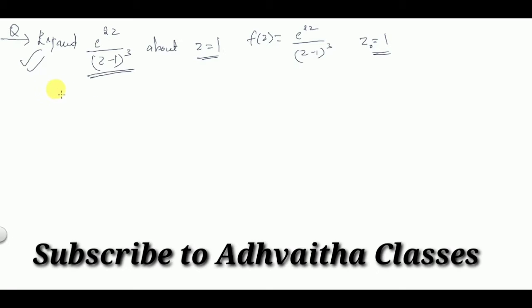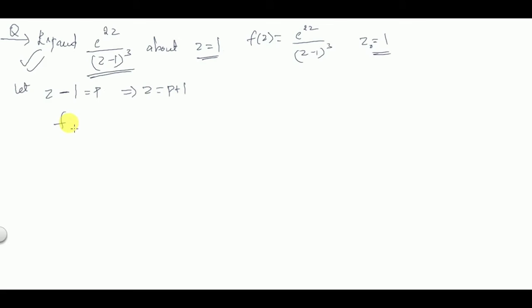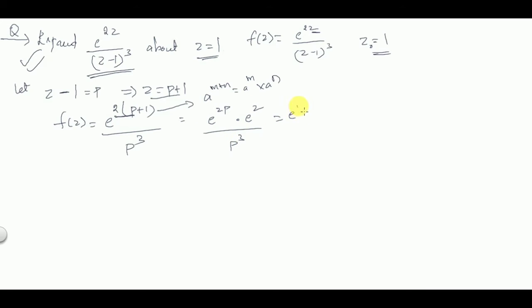So you are finding the expansion about z is equal to 1. Let z minus 1 is equal to p, so z becomes p plus 1. Then what will be f of z? It is e power 2 into z, where z is p plus 1, divided by z minus 1, which is p cube. This is of the form a power m plus n is equal to a power m into a power n. So e power 2p into e power 2 divided by p cube.